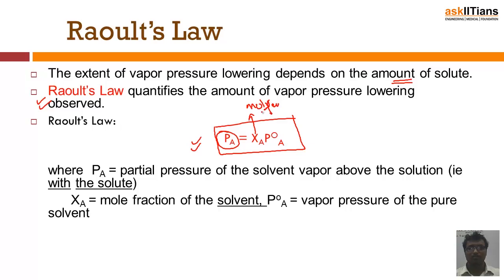Mole fraction of the solvent, and P0 is nothing but the vapor pressure of the pure solvent. So the partial pressure of the solvent vapor is directly proportional to the mole fraction of the given solvent. It also depends on the vapor pressure of the pure solvent. So the partial pressure of any solvent vapor depends on the mole fraction of the solvent, and also depends on the vapor pressure of the pure solvent.